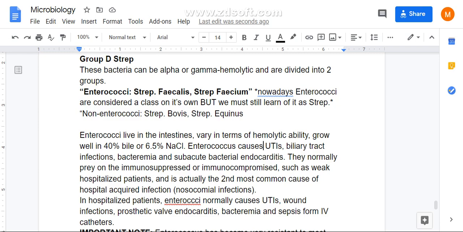Enterococci are actually the second most common cause of hospital-acquired infections, also known as nosocomial infections. In hospitalized patients, enterococci normally cause urinary tract infections, wound infections, prosthetic valve endocarditis, as well as regular endocarditis. I should have put regular here. But if somebody gets a valve transplant, it could end up being infected by enterococci. Bacteremia. It also causes sepsis from IV catheters.